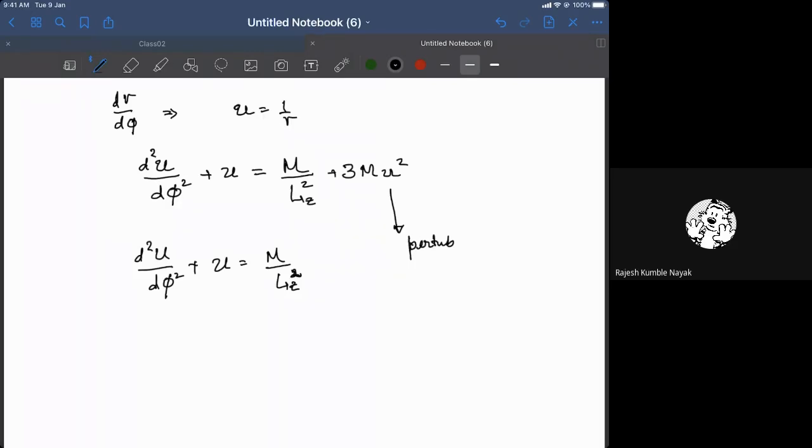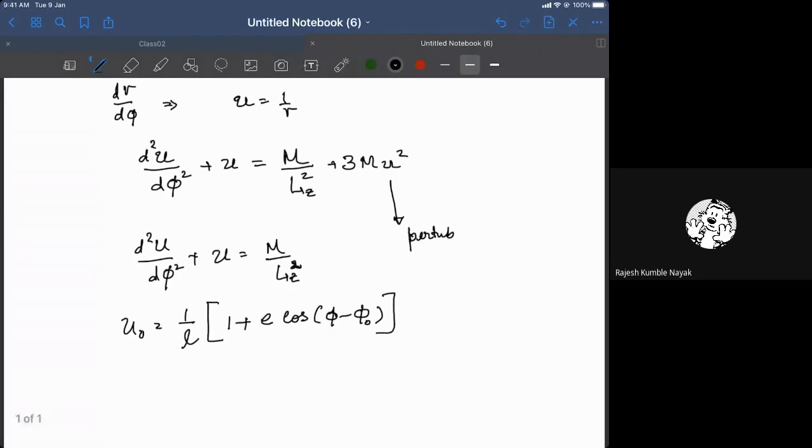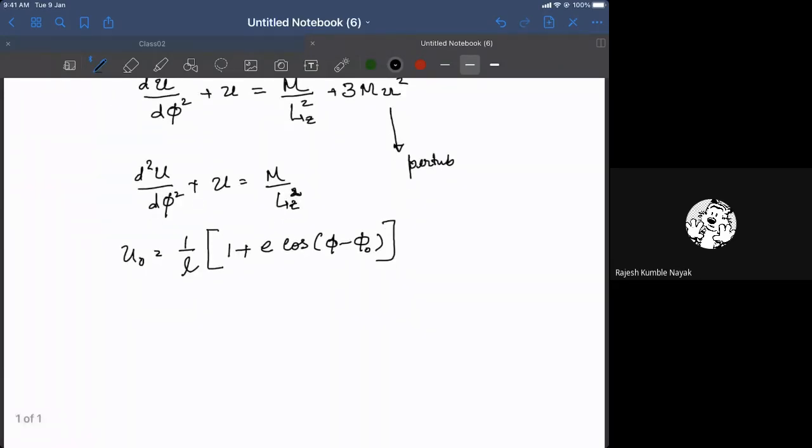But from the orbital dynamics point of view, or the Kepler problem, the solution is usually written like this: L into 1 plus E cos of phi minus phi naught. Phi naught is a constant phase where the orbit starts. You can take that to zero. That is fine. E is the eccentricity, and L is also defined. So this is the zeroth order equation.